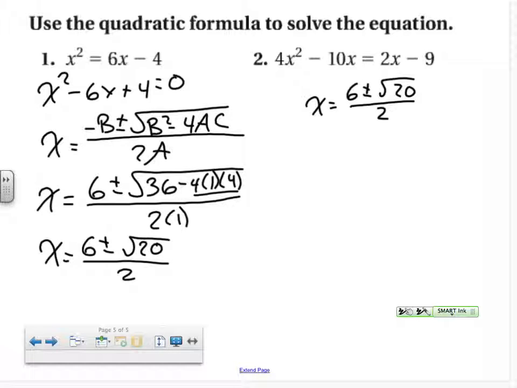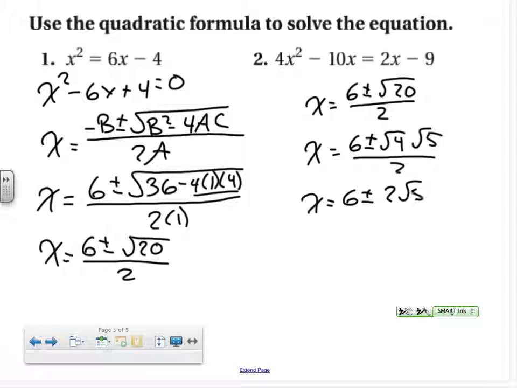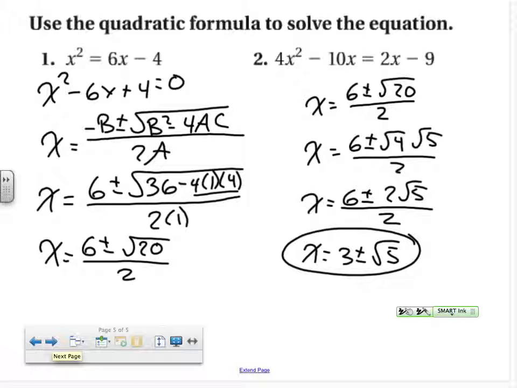We should simplify the square root of 20. That's the same thing as square root of 4 and the square root of 5 over 2, and then the square root of 4 is 2. And 6 over 2 is 3. 2 over 2 reduces. So we got 3 plus or minus the square root of 5.